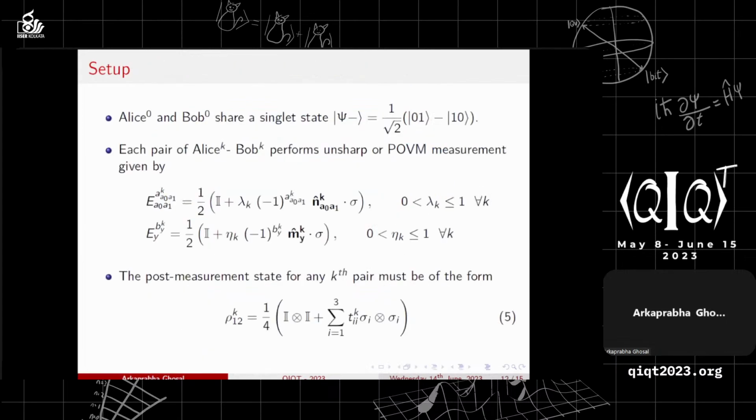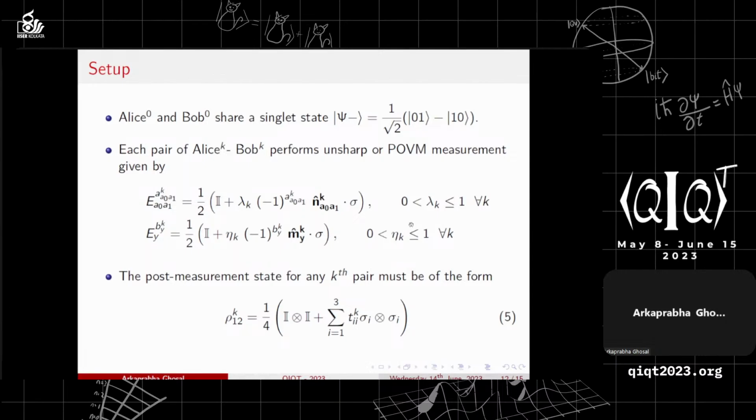So what is the setup? Oh, there is a typo here. There will be Alice 1 and Bob 1. Alice 1 and Bob 1 share a singlet state, a maximally entangled state. So they start with a singlet state, where every Alice K and Bob K performs an unsharp measurement, or POVM measurement, of this particular structure. For individual K, where K runs from 1 to N, these lambda K are the sharpness parameters that depend on K. So this is a single-parameter family of POVM.